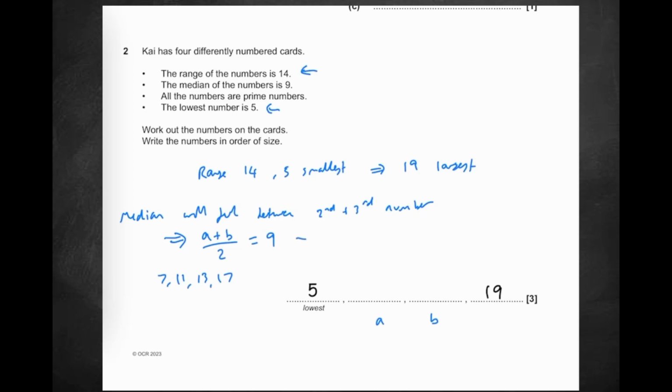So I'm just going to change this equation here to multiply both sides by 2, just so we can see that A plus B equals 18, meaning that we need to add up 2 of these numbers to get to 18. The only one that works with is 7 and 11. So our answers are going to be 5, 7, 11, and 19.